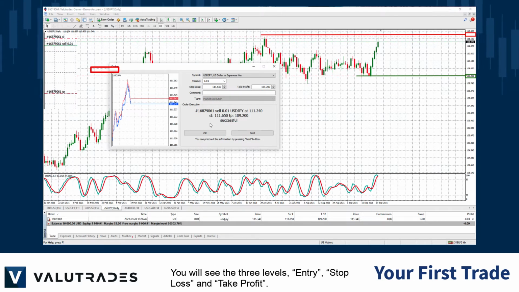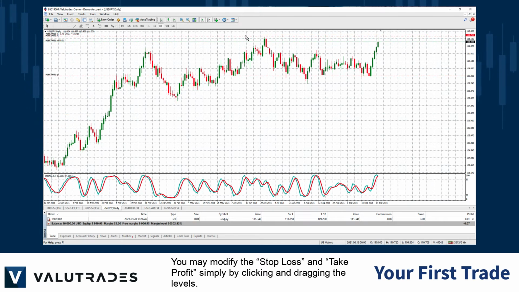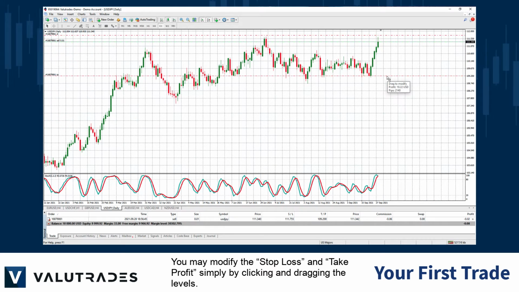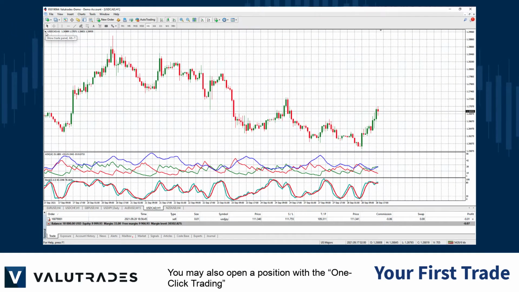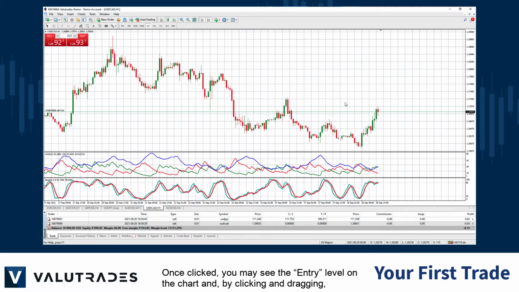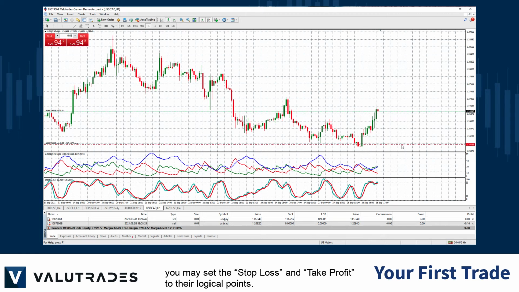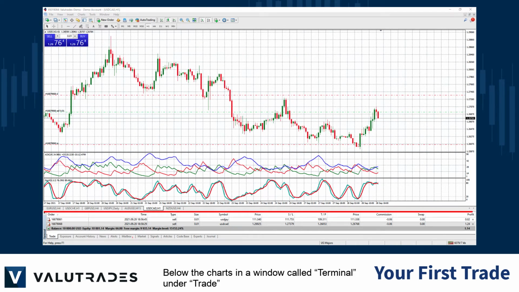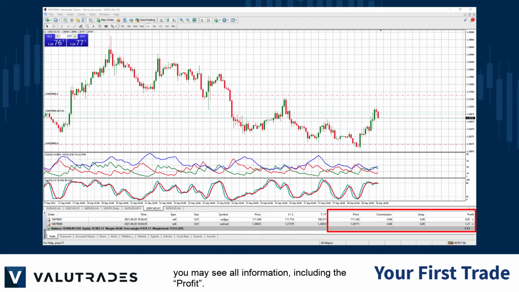You will see the three levels: entry, stop loss, and take profit. You may modify the stop loss and take profit simply by clicking and dragging the levels. You may also open a position with one-click trading as long as you ensure that your position size is correct. Once clicked, you may see the entry level on the chart, and by clicking and dragging you may set the stop loss and take profit to their logical points. Below the charts in a window called Terminal, under Trade, you may see all information including the profit.